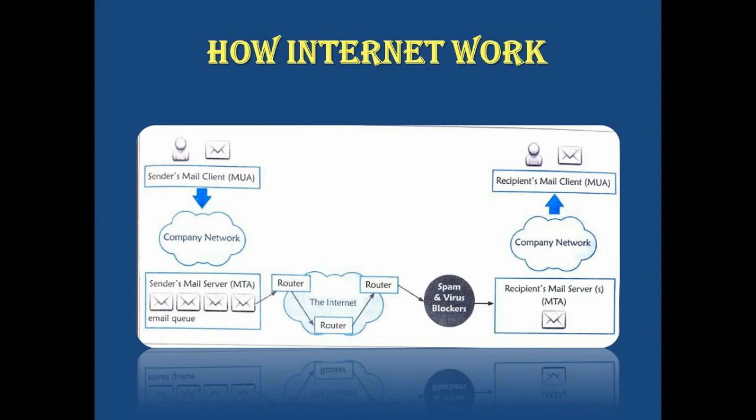Suppose you are using Gmail, the other person might be using Yahoo. So there will be an algorithm which will search where the Yahoo server is located. If the SMTP server finds the recipient's email address, it will transfer the message and attachments. If the recipient server cannot be found, the sender will get a mail failure notification.